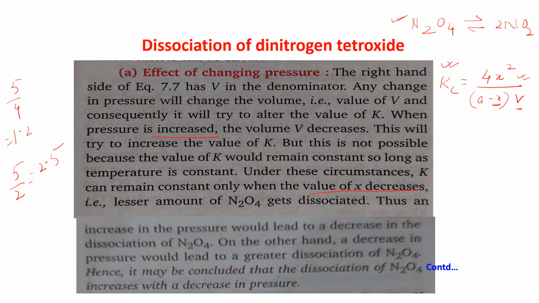Hence, it may be concluded that the dissociation of N2O4 increases with a decrease in pressure. So for this type of reaction, an increase of pressure is not favorable. The dissociation will be more, that means my yield will be more, if we reduce the pressure. Am I clear?